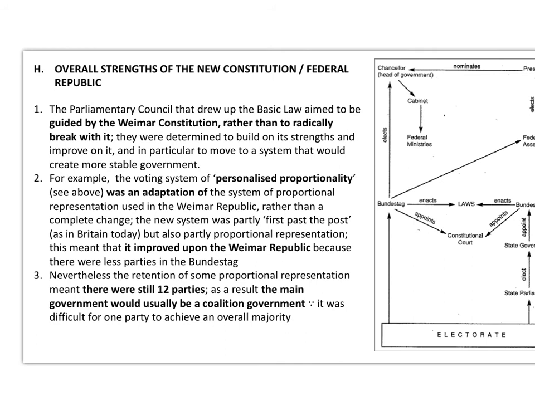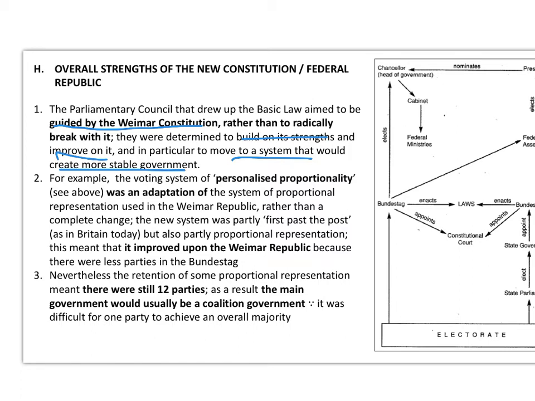So the Parliamentary Council that drew up the Basic Law aimed to be guided by the Weimar Constitution, rather than to radically break with it. They were determined to build on its strengths and improve on it, and in particular to move to a system that would create more stable government.